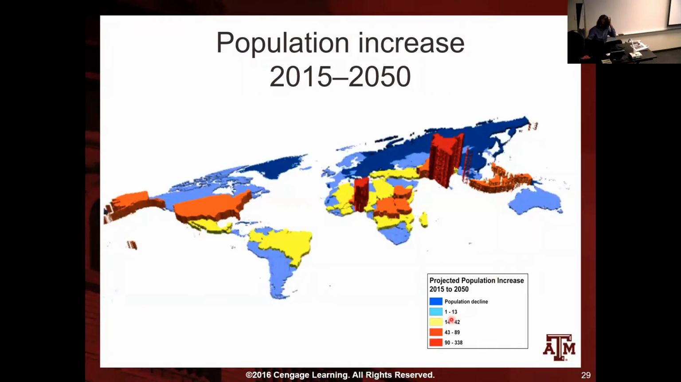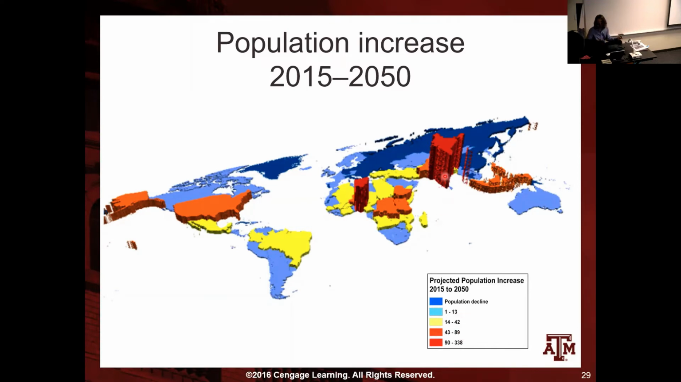And this one is in absolute terms. So increasing between 1 to 13 million per year between 2015 and 2050. Yellow, between 14 and 42. And then orange, where the US is, between 43 million to 89 million more people per year between 2015 and 2050.